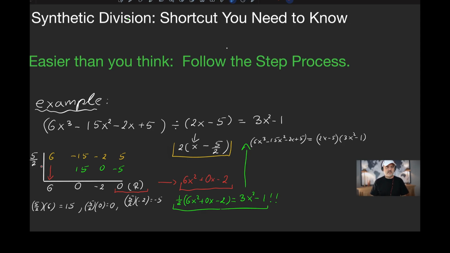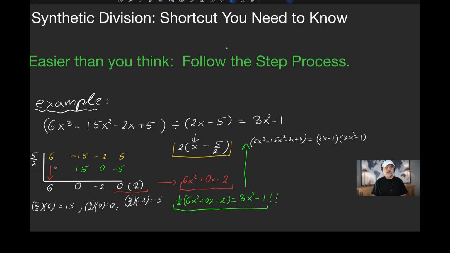So what you do is the following. You create a little table like so, a little chart, and then you organize it by bringing into the chart those coefficients: 6, negative 15, negative 2, and positive 5. So this is where you start. You start creating this first line here. Outside of that box, you use the restricted value. That would be the restricted value for the denominator, right? 2x minus 5, so x minus 5 over 2. Positive 5 over 2 is the restricted value. So you keep that outside.